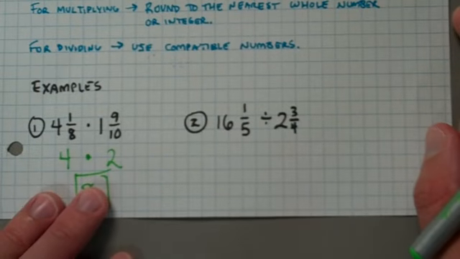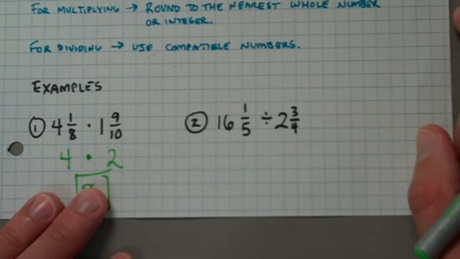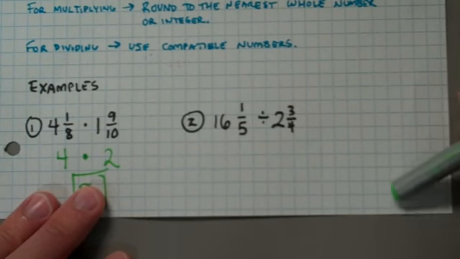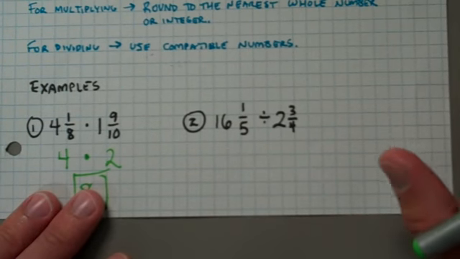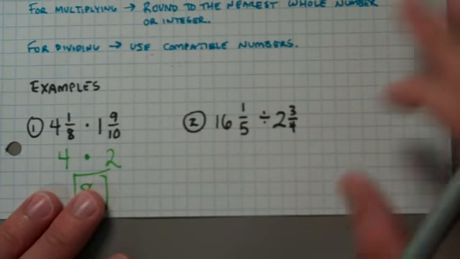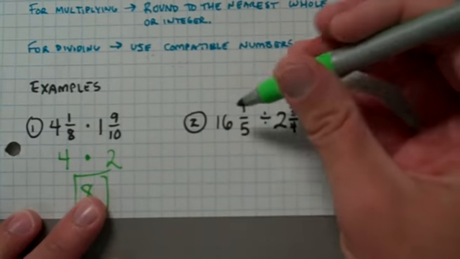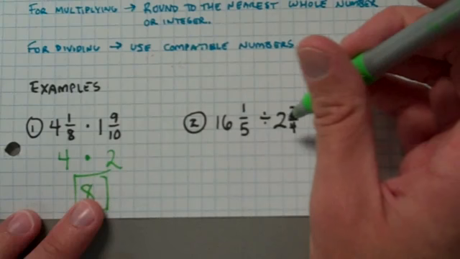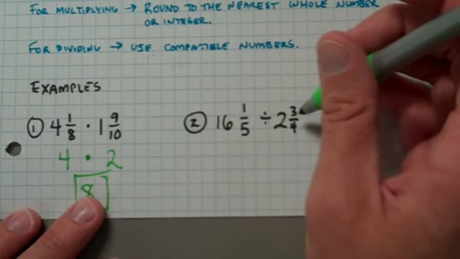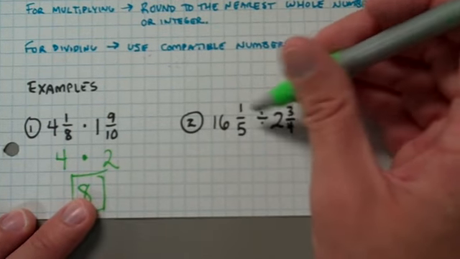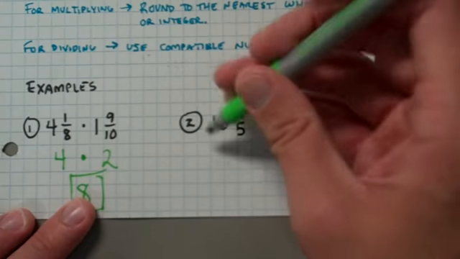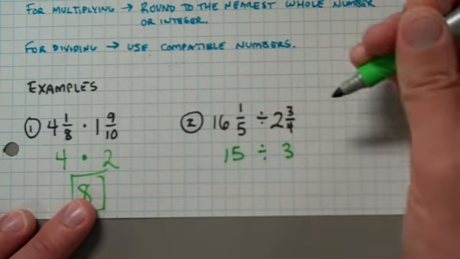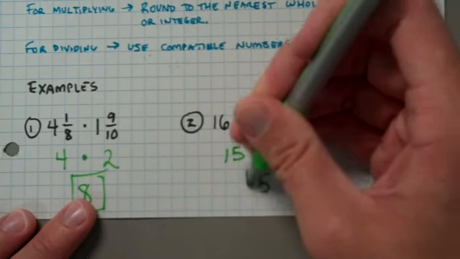Now for number 2, we have compatible numbers here. It's dividing. For 16 and 1/5, we don't want to round to the nearest whole number, because we want numbers that will be easy to divide with no remainders at all. So 16 and 1/5, and then 2 and 3/4. Let's look at those two numbers. 2 and 3/4 is close to 3. Now what's something that's near 16 that I can divide by 3? Well, 15. So 15 divided by 3 is 5.